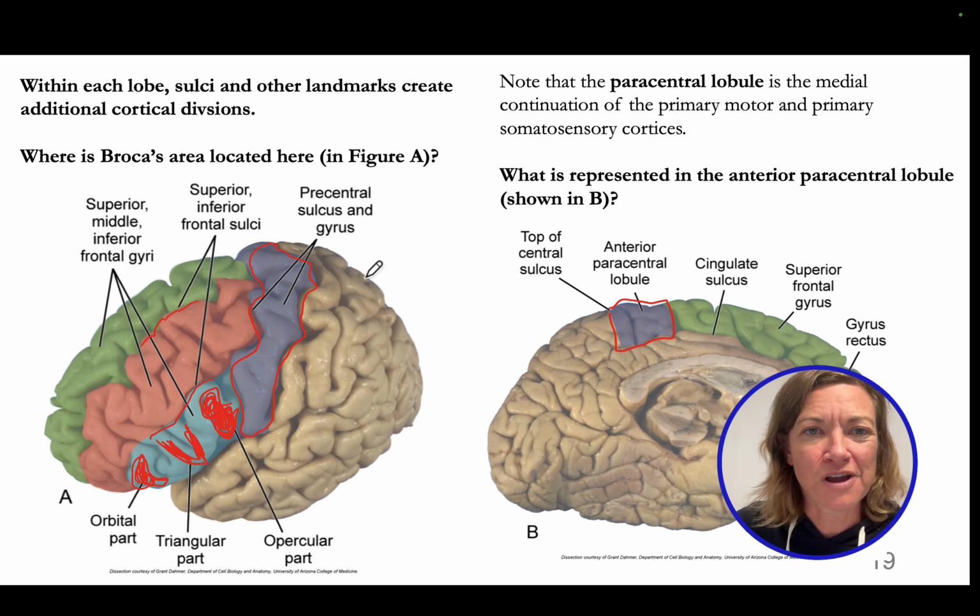So, a couple of thought questions for you. First, where is Broca's area in most people located here in A, and how would you describe its location anatomically? And second, what's represented in the anterior paracentral lobule, which is shown in B?